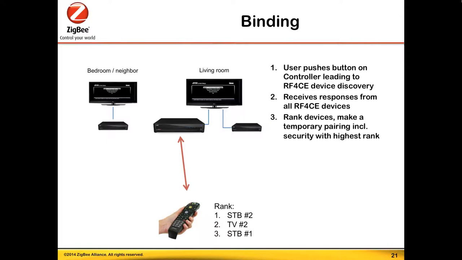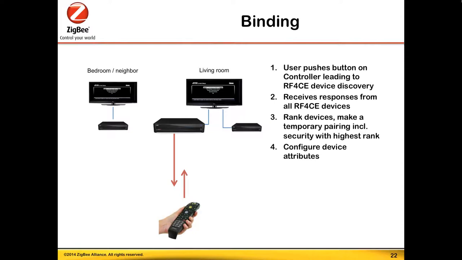Once it does that, it sends out the next packet, which is essentially a pair request with the intended target. At this point, it's still a tentative pairing, because even though the controller has made an intelligent decision, it's not 100% foolproof. So once the tentative pairing happens, there is some process of configuring the device attributes, where both sides exchange this information.